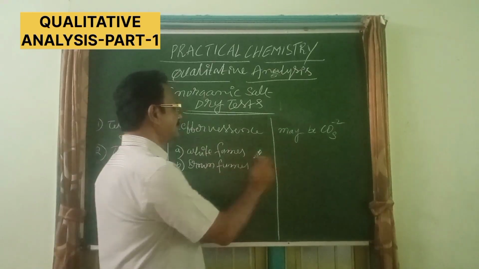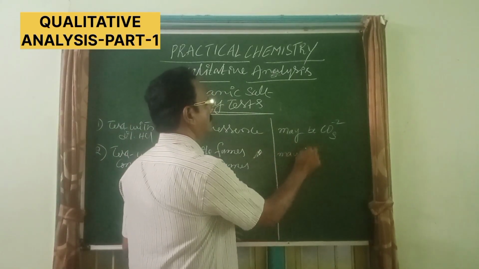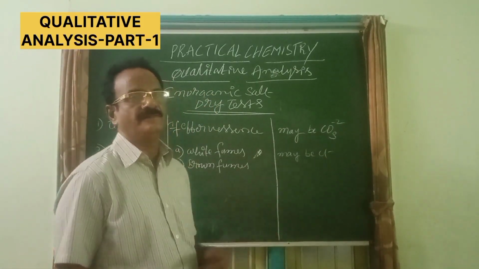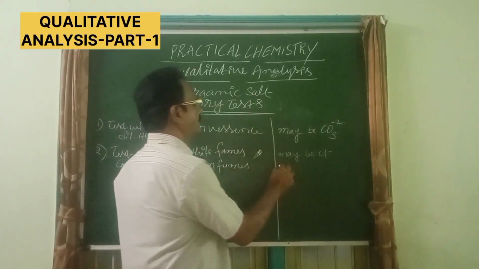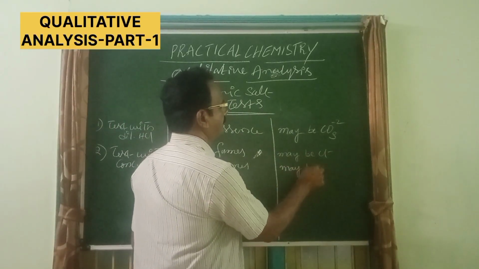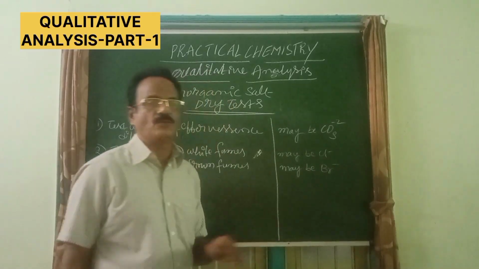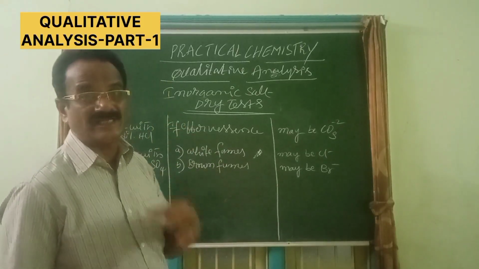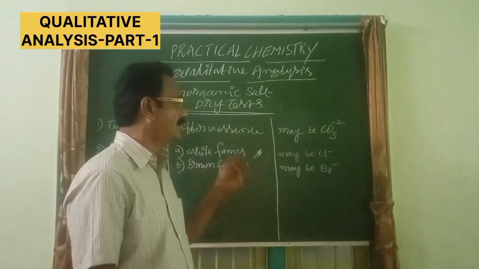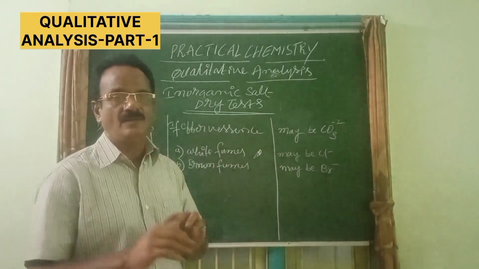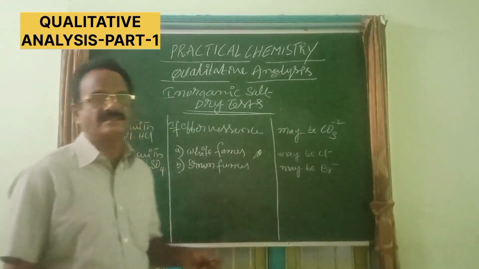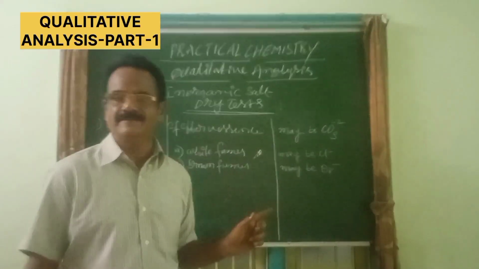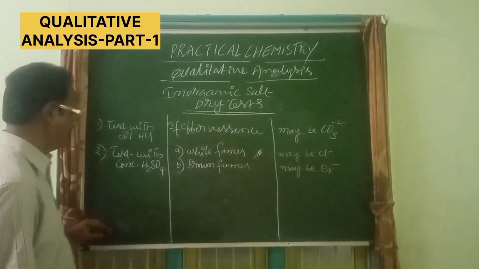If white fumes are there, maybe Cl minus, chloride, may be in the given salt. If brown fumes are observed, maybe Br minus, bromide. Is it clear? So by doing these two tests, we can come to a conclusion regarding carbonate, chloride, bromide. If there is no specific change in the test tube, these three ions are absent. I am writing only the positive observations here. Okay, next, the third one.